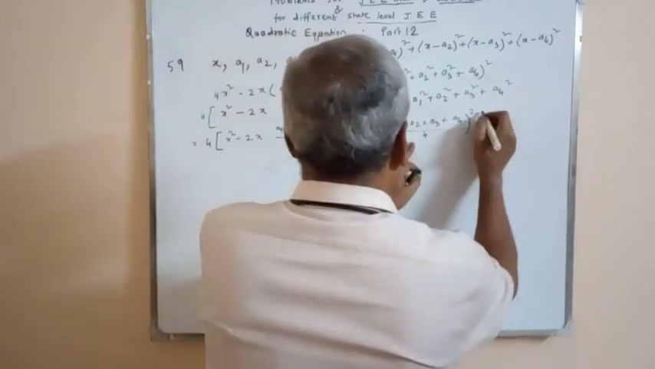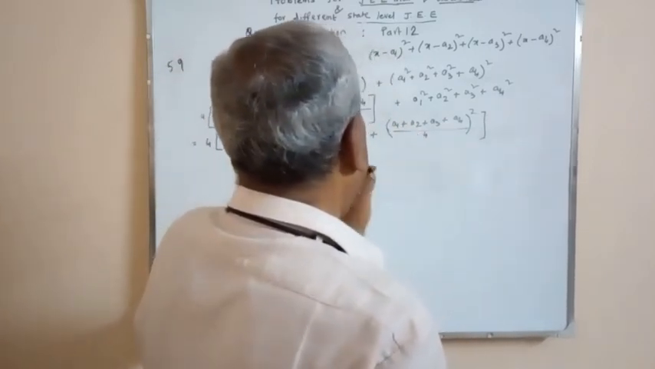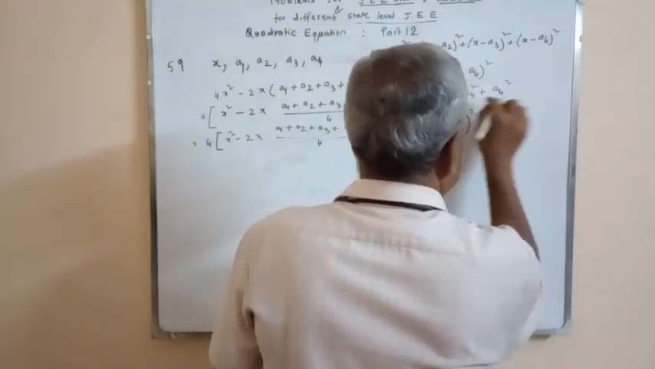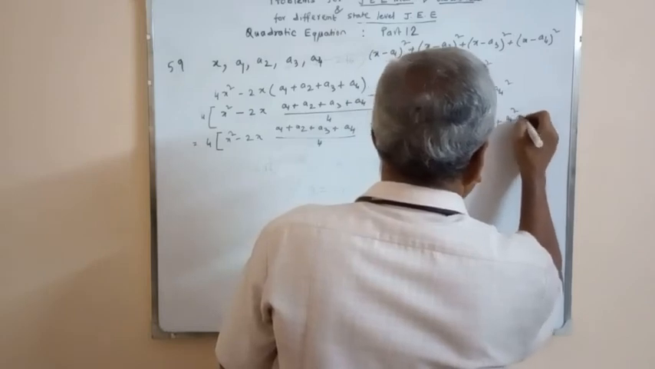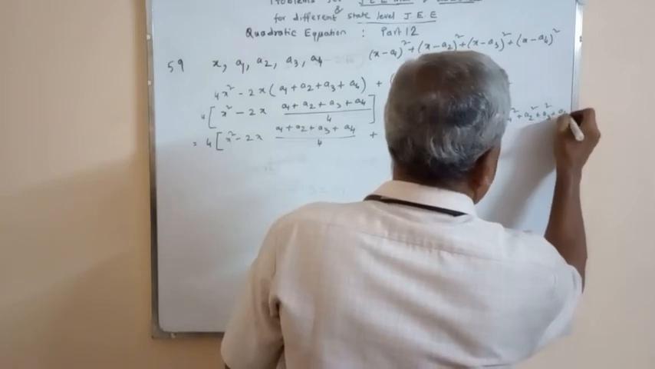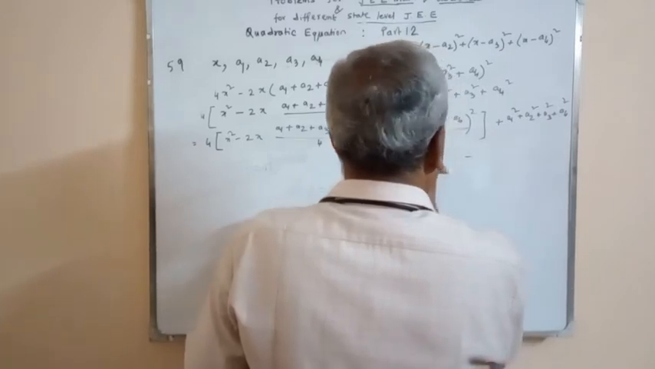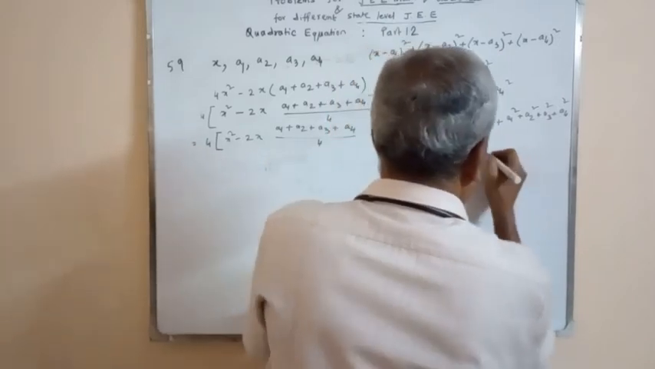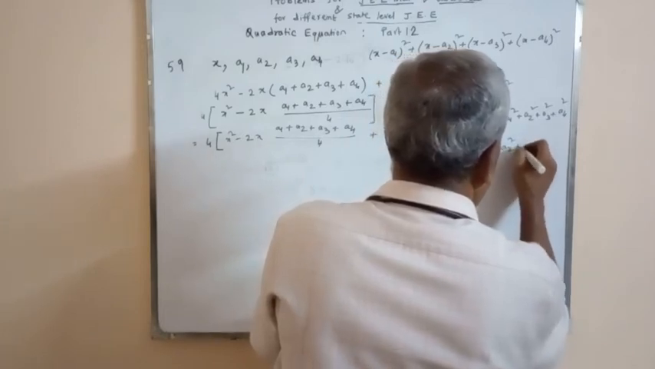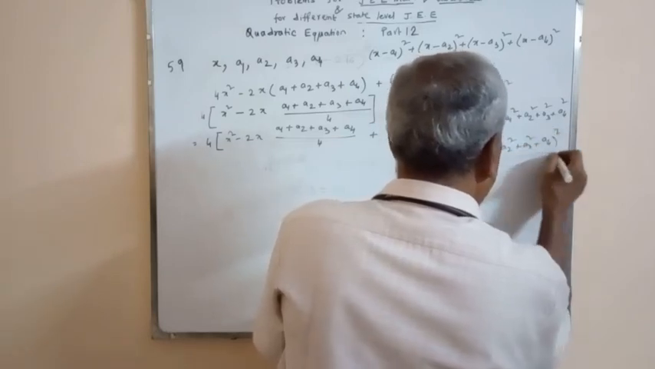I add it, and by adding this, it becomes a perfect square. Now balance. This is still there: a1 square plus a2 square plus a3 square plus a4 square, minus this multiplied by 4. So minus (a1 plus a2 plus a3 plus a4) whole square divided by 4.